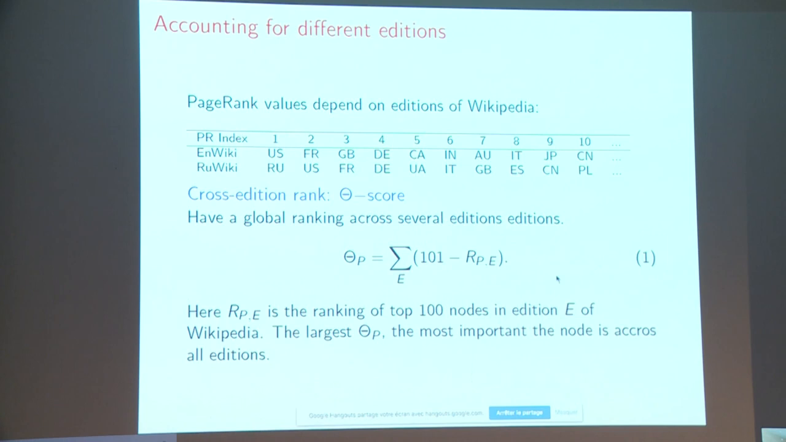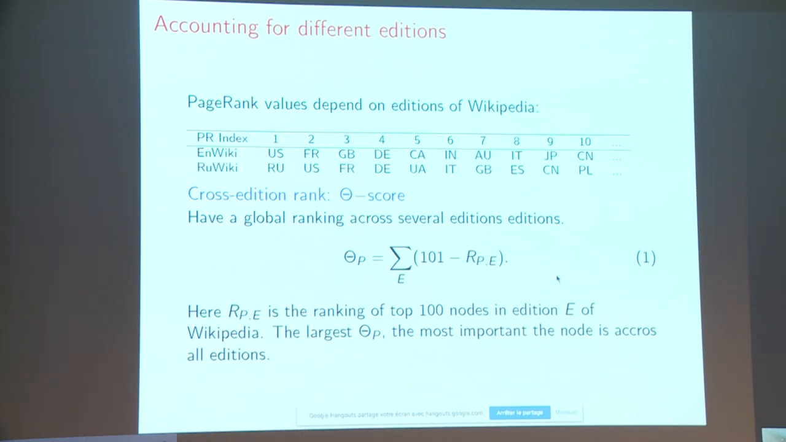But of course, as you may already know, the PageRank index and the PageRank probabilities really depend on the language editions of Wikipedia. There is some cultural bias here, and the PageRank index varies depending on the English or Russian or Arabic edition you are looking at. For instance, in the top table, you will see that, as given before, for the English Wikipedia, the United States is ranked first, while for the Russian edition, it is, of course, Russia.